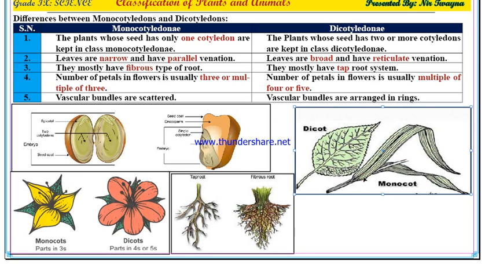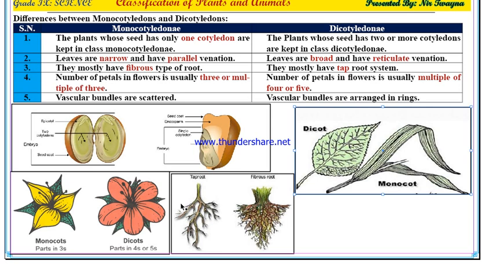Whereas in case of monocot leaves, all the veins originate from the base of the leaf, and they all move toward the tip of the leaf. So you can say dicot leaves have broad blades and reticulate venation, and monocot leaves have narrow blades and parallel venation. This is about leaves.